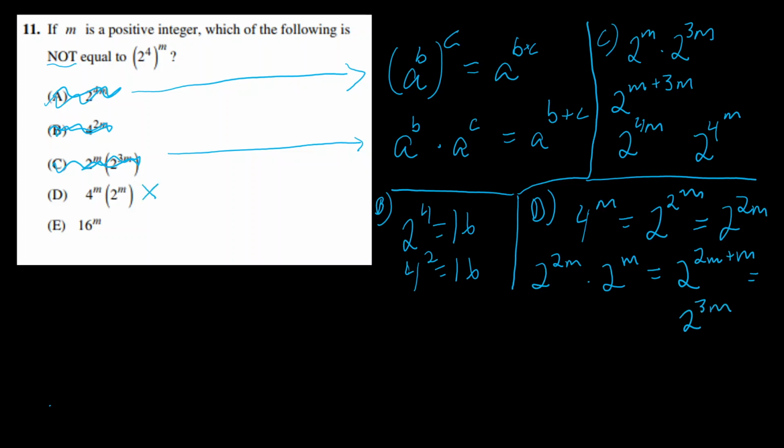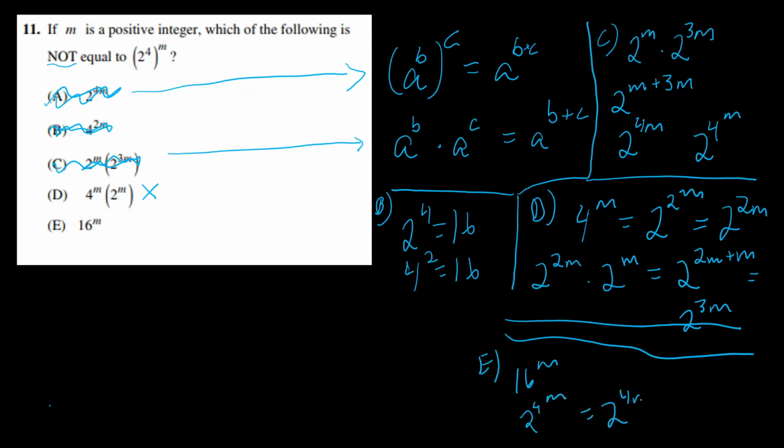Let me just double check with letter E here. 16 to the m. Well, 16 can be rewritten as 2 to the 4 to the m, which is 2 to the 4m. So that one is equal. That one's gone too. We're just left with answer choice D here. It's the only one not equal.